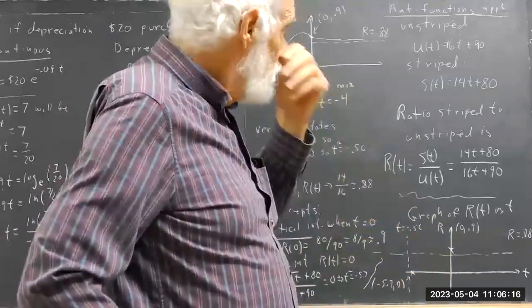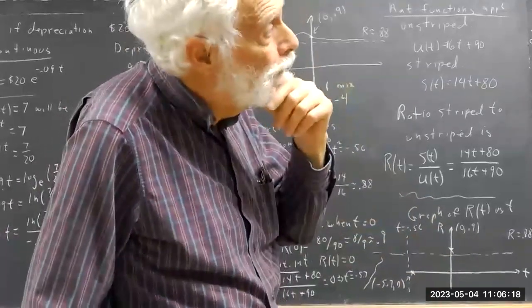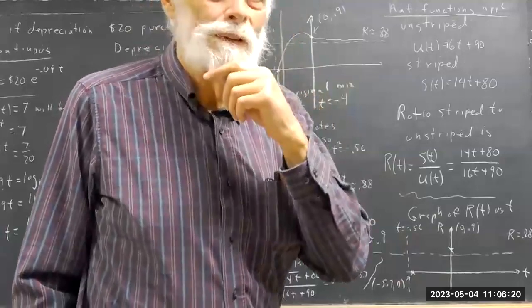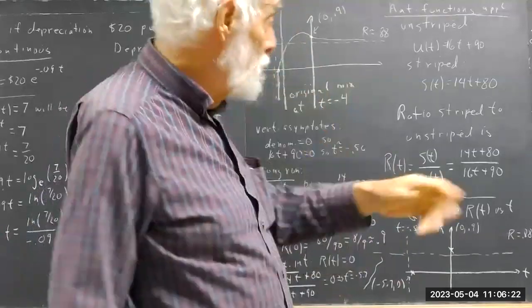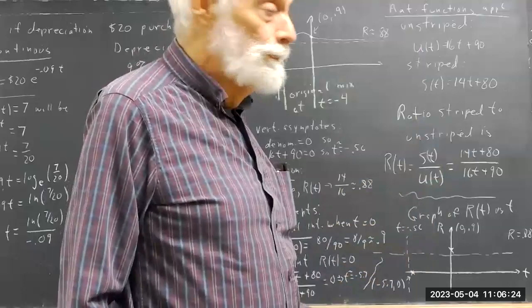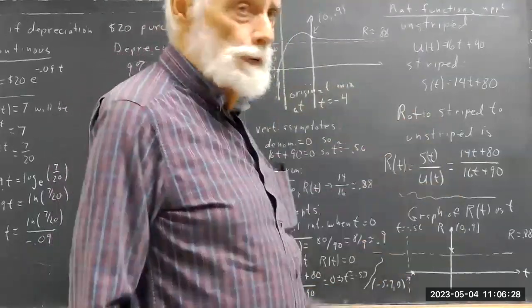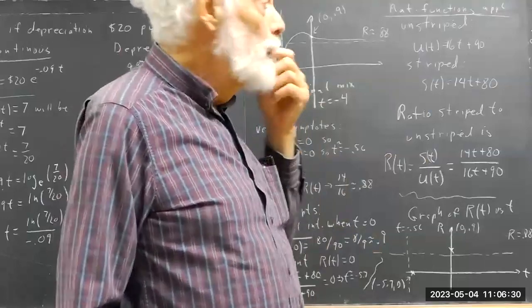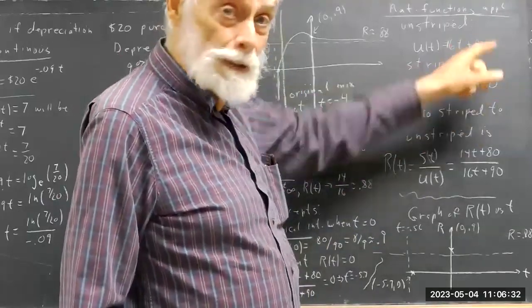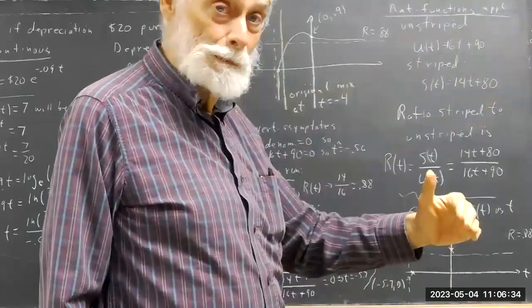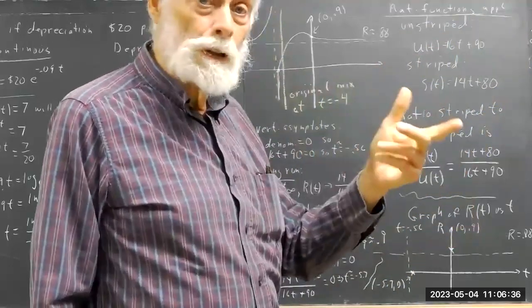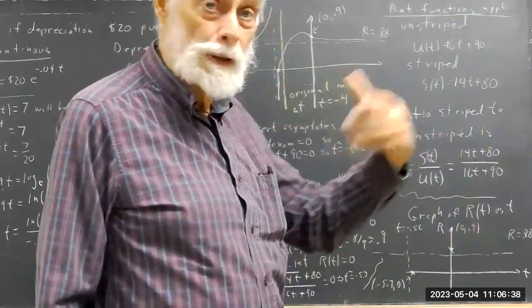We want to test to see whether it is going to tend to stay the same if this model continues. So we want to look at the ratio of striped to unstriped. Right now, the ratio is 80 to 90, or 80 over 90. That's pretty close to 1. 80 over 90 is like 0.88.